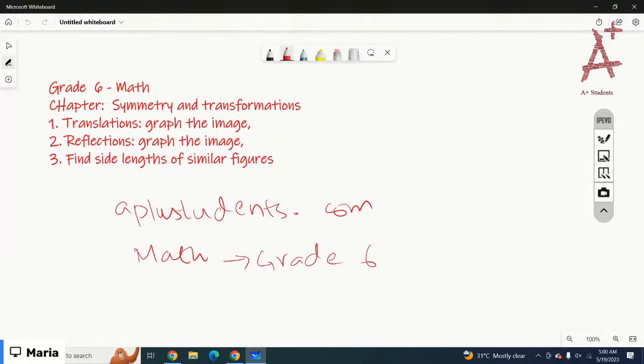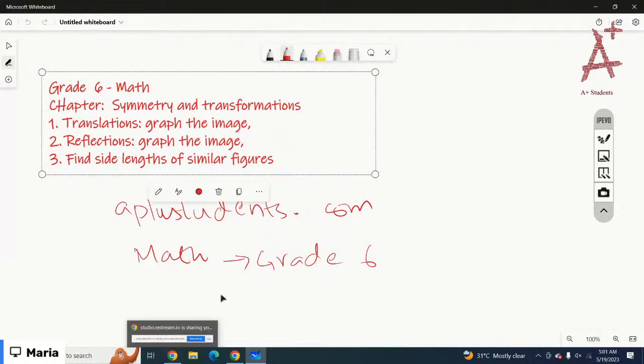We're going to start with the lesson symmetry and transformations. The lessons we're going to cover today are translations, graph the image, reflection, graph the image, and find side lengths of similar figures. Let's just start with the first lesson.